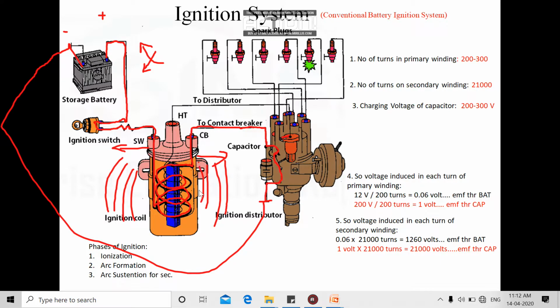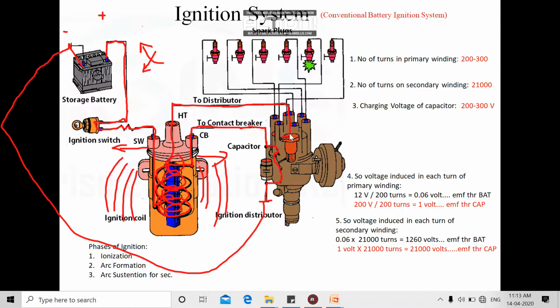Okay, now come back to the current developed in the secondary winding. As I told you, whenever the magnetic field starts rising in the primary winding, it cuts the conductor, that is, it cuts the wire of the secondary coil. Due to the magnetic field cutting the conductor, current starts to develop in the secondary winding and flow through it. It comes out this way, and it is introduced inside the distributor above the rotor cap.